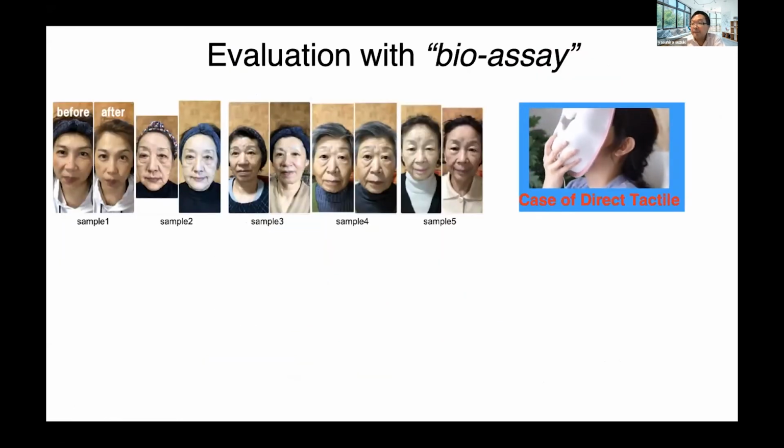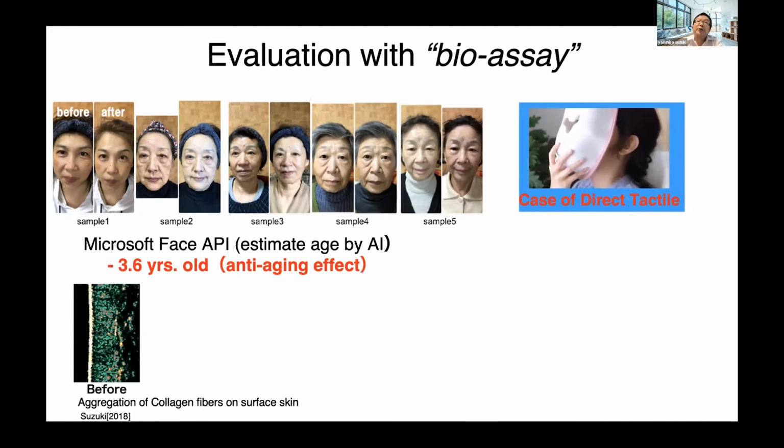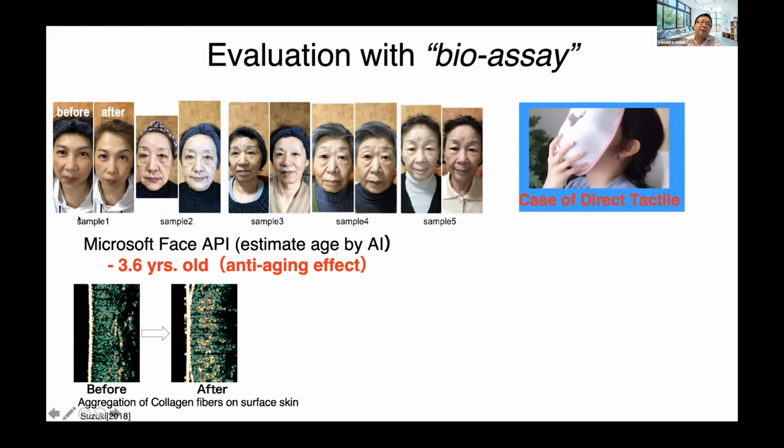And this is an evaluation of the system. We asked 22 women, average age 70 years old. This is before, and this one is two weeks later. We used a face recognition application developed by Microsoft, and confirmed an average of minus 3.5 years old. It means we can confirm an anti-aging effect. And we did a skin physiological analysis and confirmed that collagen aggregation occurred. This green spot is collagen. So before and after, we can see aggregation of collagen on the surface of the skin.